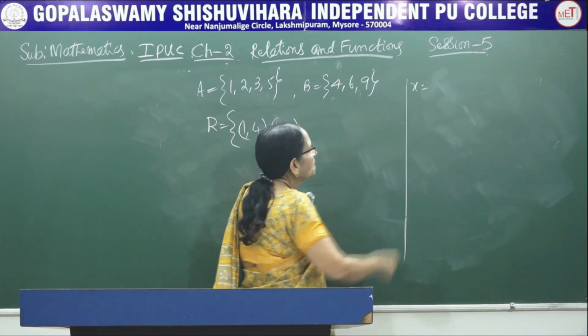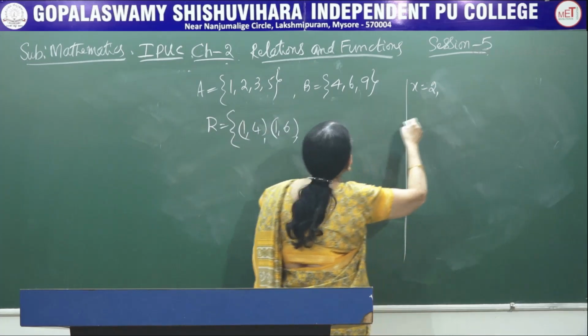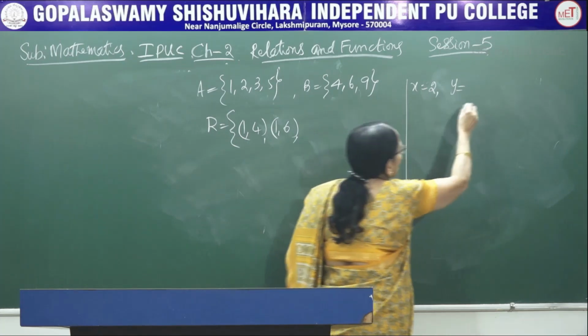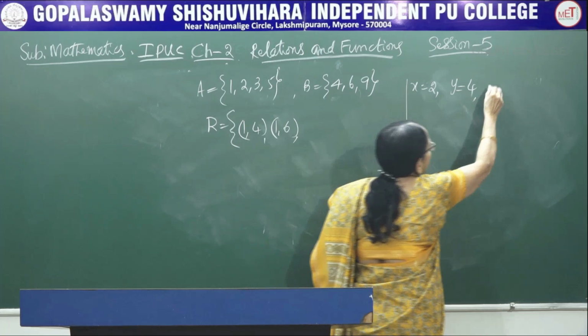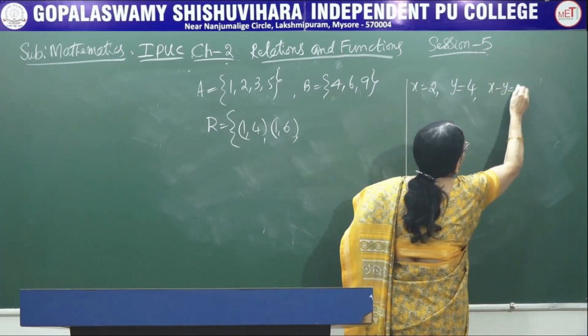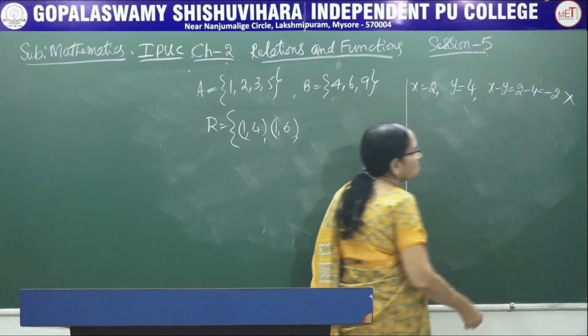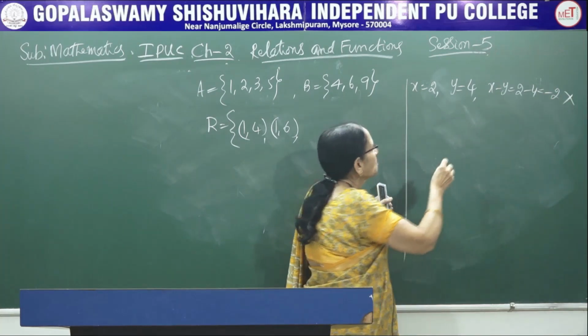1 is over. Let me take 2 here. When x is 2, give the different values. Take the first element again. y is equal to 4. So, what is x minus y? 2 minus 4, that is minus 2, we are not interested because it is an even number.